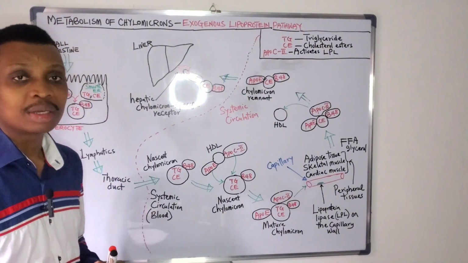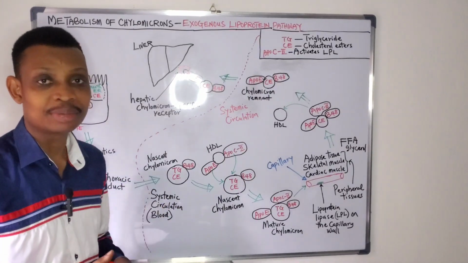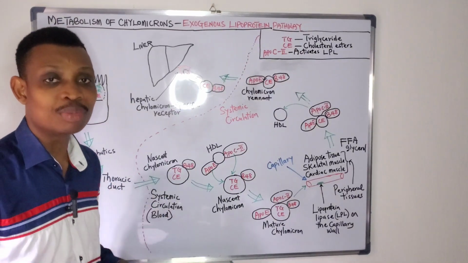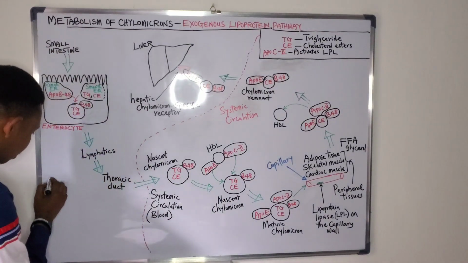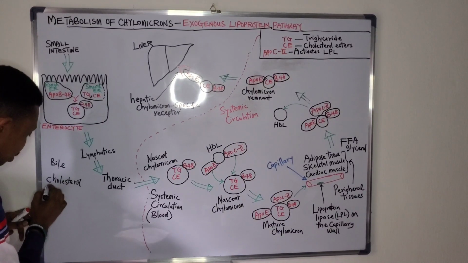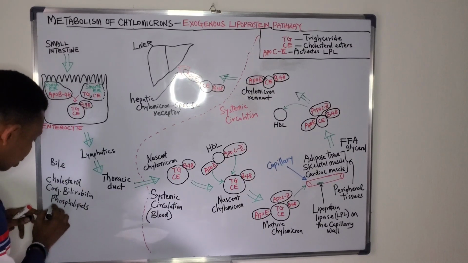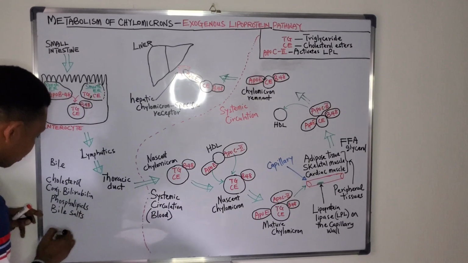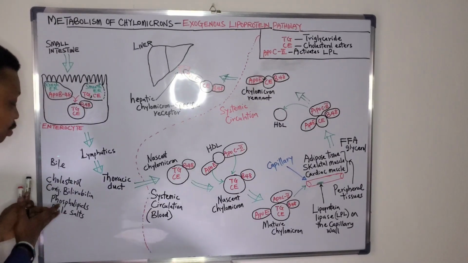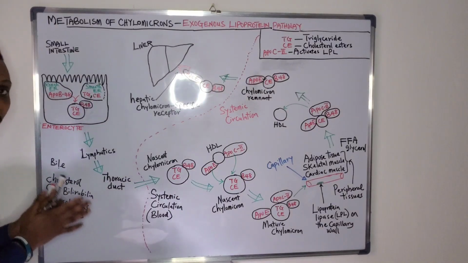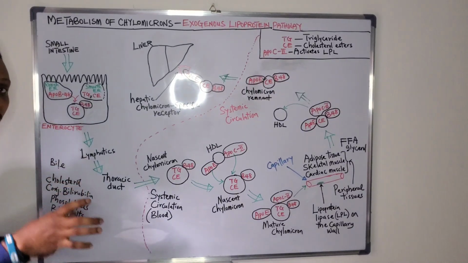The liver excretes bile through the bile duct into the small intestine, and this bile contains several constituents, which include cholesterol, conjugated bilirubin, phospholipids, bile salts, and then several other components. So these are some of the most important components present in the bile that are excreted by the liver through the bile duct into the small intestine.